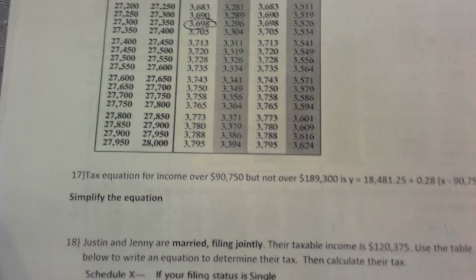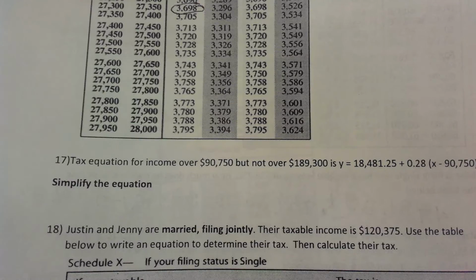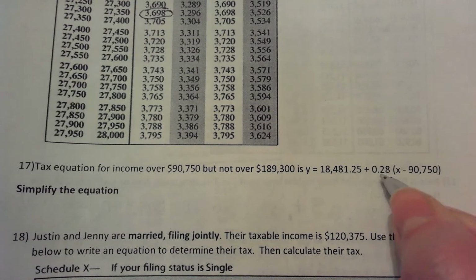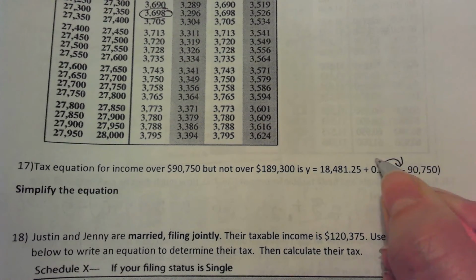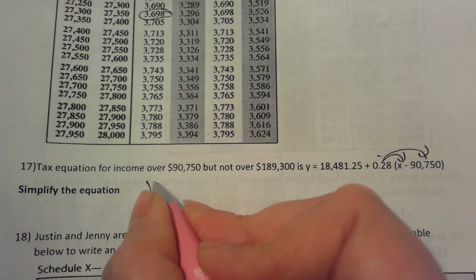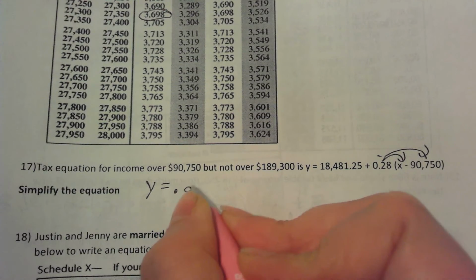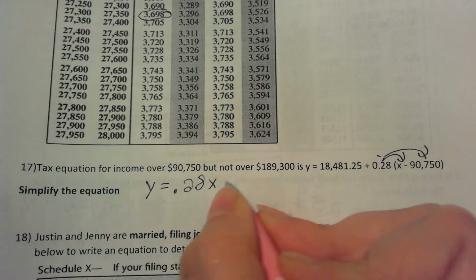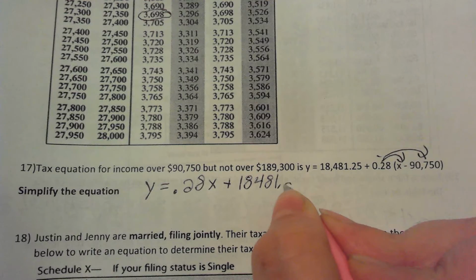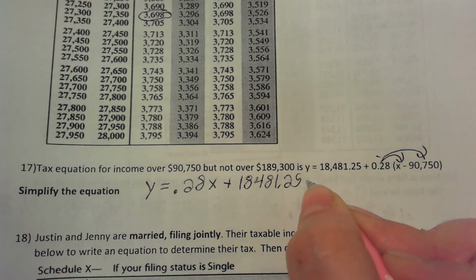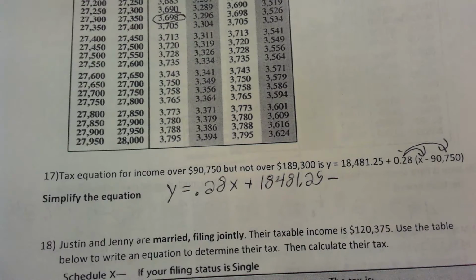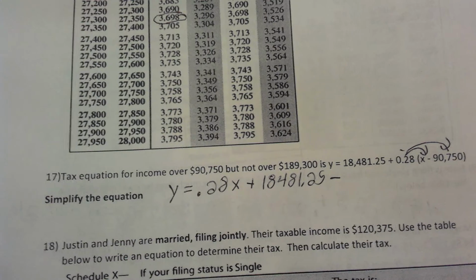Okay, so on this one, it says simplify your equation. So you're going to do y equals. Remember this one. We do the distributive property first, and then we're going to combine like terms. We're going to do distributive first. So I'm going to get y is equal to 0.28x plus the 18,481.25 minus, and then you have to do the 0.28 times the 90,750. So just make sure everybody you're doing that.